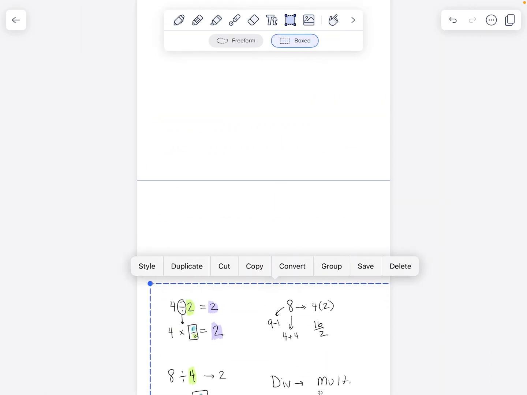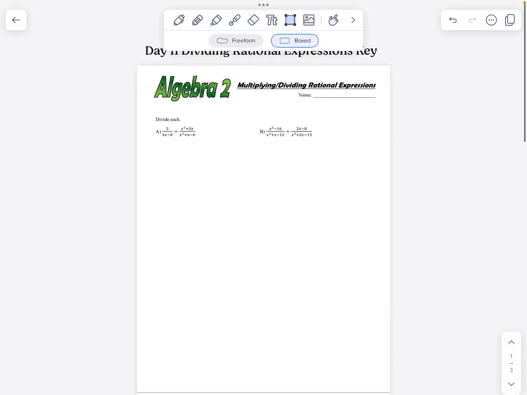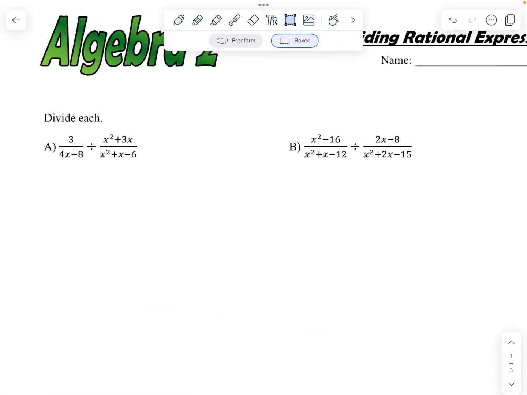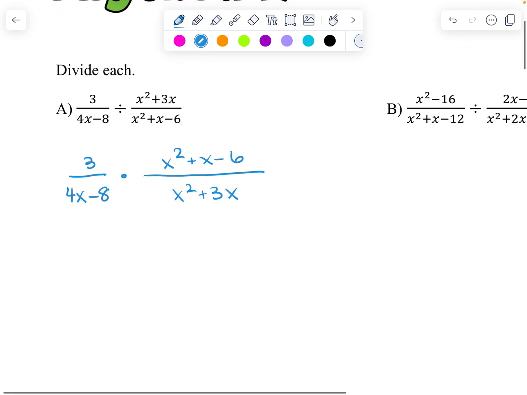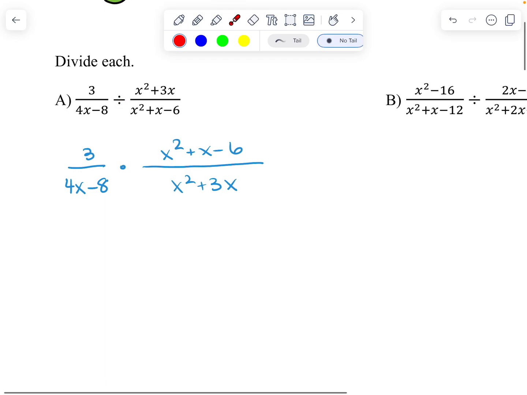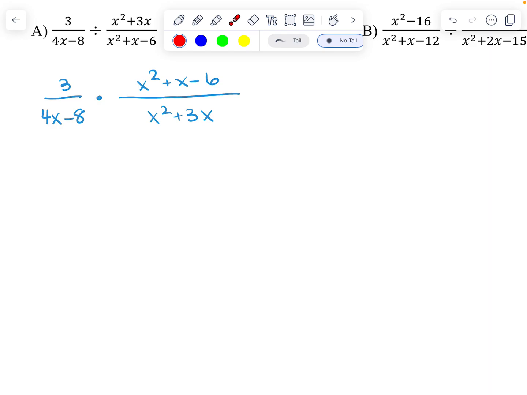There we go. All right, so how does that help us here? Same exact thing. We've got a division. So the first thing I'm going to do, I'm not going to do anything at all. I'm going to flip that fraction over, and what was downstairs is now upstairs, and what was upstairs is now downstairs. And now if you notice, this problem here that was division is now multiplication, and this is the exact same thing we did yesterday.